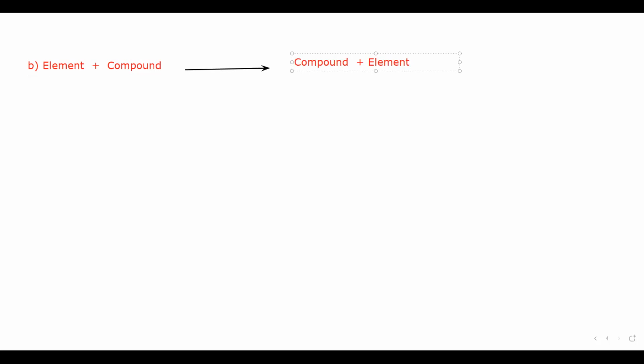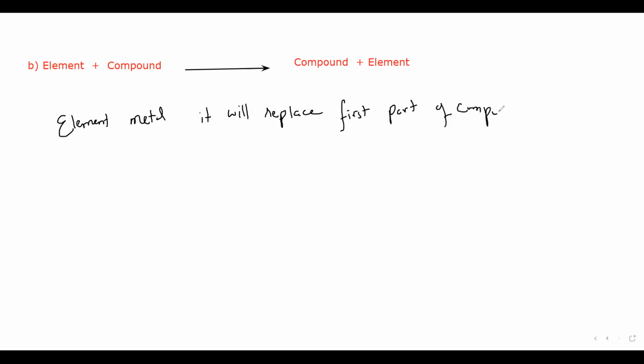And if this element which is used here is a metal, it will replace the first part of the compound. I will explain this statement. And if the element which is reacting here is a non-metal, it will replace the second part of the compound.